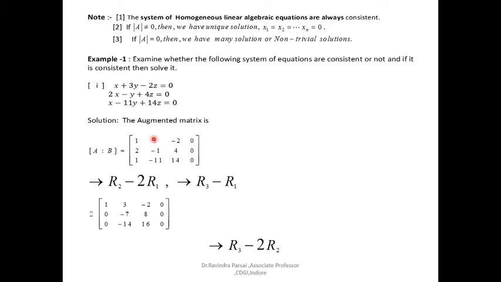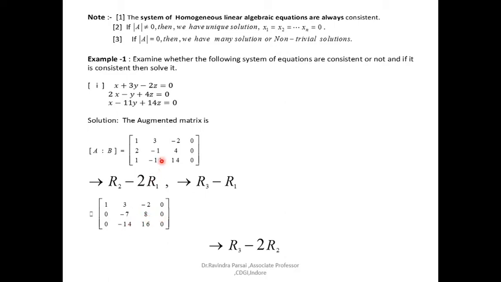Now we first write the augmented matrix AB of this system of equations: 1 3 minus 2 0, 2 minus 1 4 0, 1 minus 11 14 0. Now your job is to make the elements below to 0. For this I am applying R2 minus 2R1 and R3 minus R1. This reduces to the first row as it is, 1 3 minus 2 0, then 2 minus 2 is 0, minus 1 minus 6 is minus 7, 4 plus 4 is 8, and this is 0 as it is.